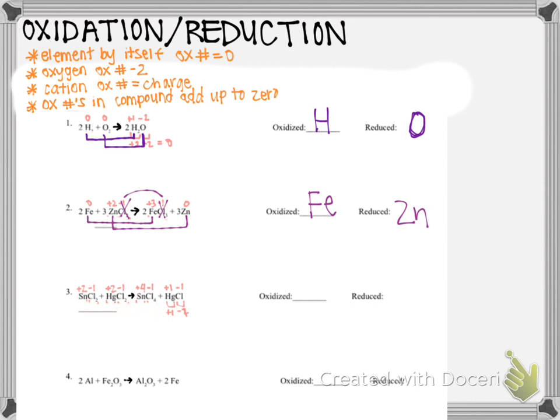Now we want to look at which ones changed. Sn went from +2 to +4, so that changed. Hg went from +2 to +1, so that changed. And your Cl's didn't change at all. So you look for the one that was reduced. Hg went from +2 to +1, so that number was reduced. That means that element was reduced. And Sn went from +2 to +4, so it went up. That means that one was oxidized.